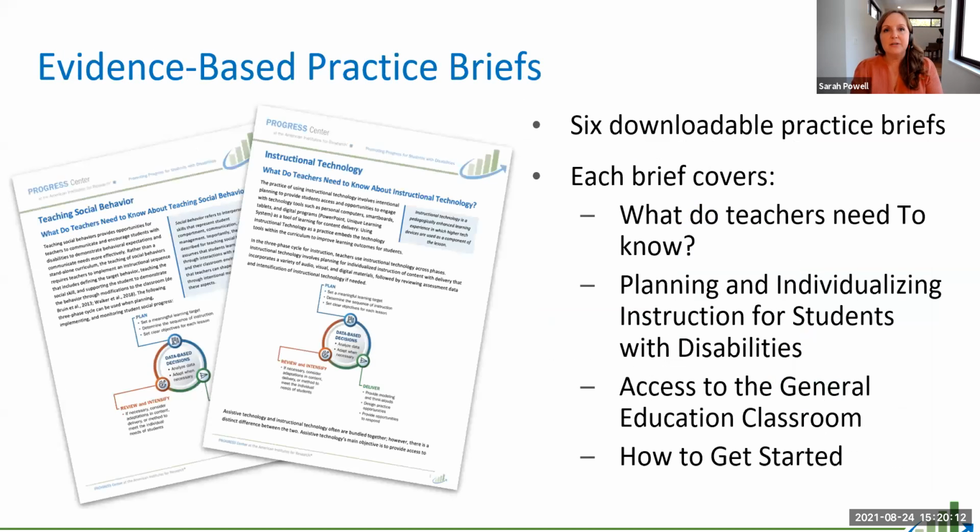Now on this next slide, you can see a screenshot over on the left of 2 of the 6 briefs from the Progress Center. These briefs are downloadable. I know someone has already put them in the chat and may put them in the chat again, so you have easy access to these. But in each brief, there are several consistent topics.